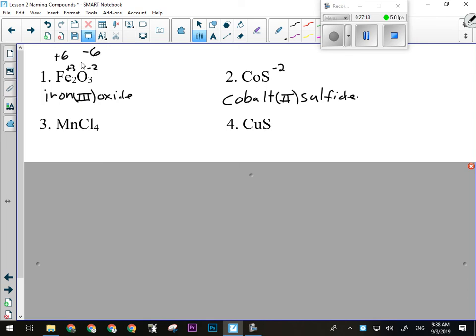All right. And then for number 3, I've got manganese and chlorine. Every chlorine is -1. So there's how many negatives here? 4. Okay. Manganese can have a charge of 2 or 4. In this case, it's going to be 4. So this will be manganese 4, that's IV, chloride.